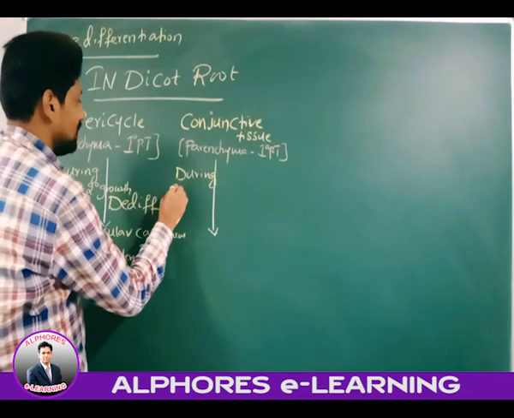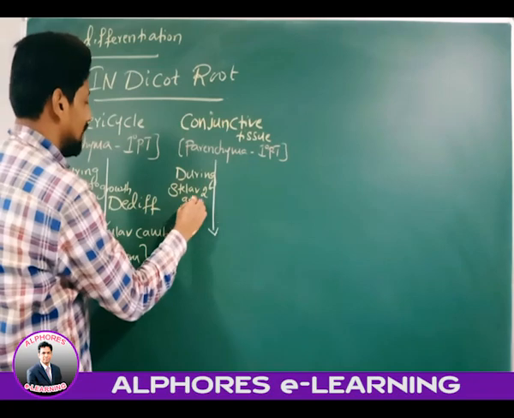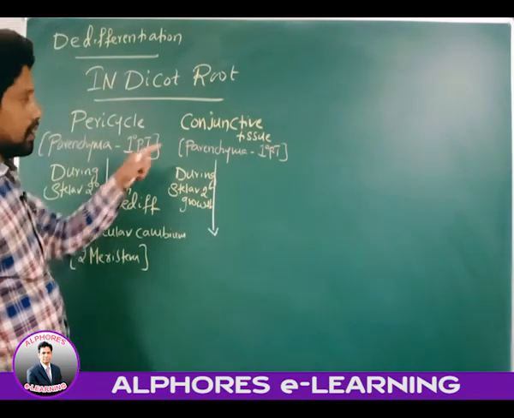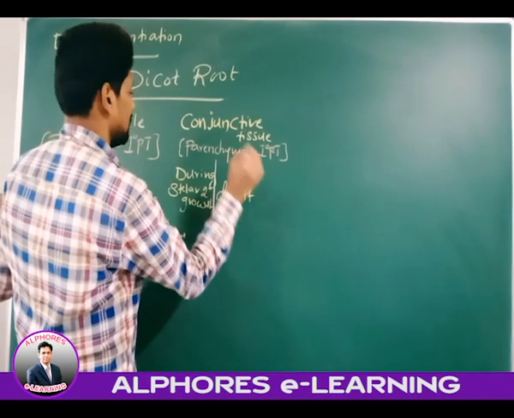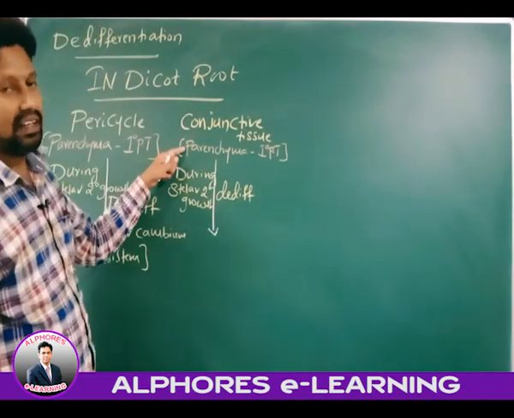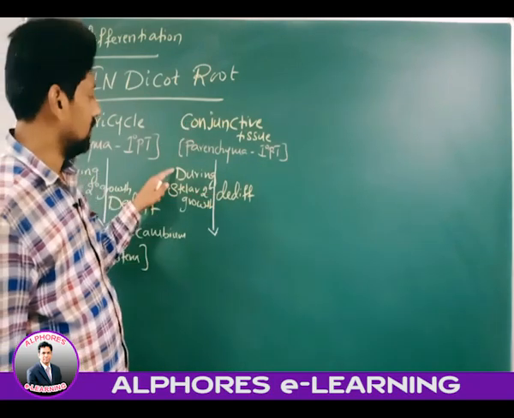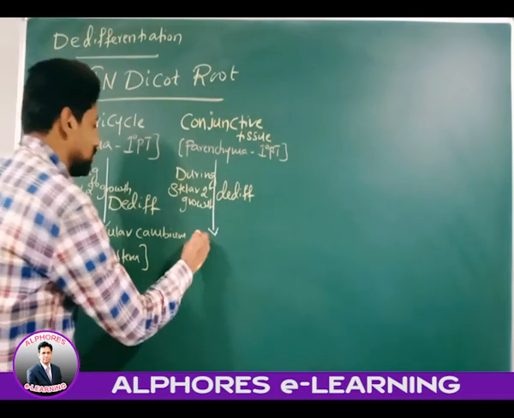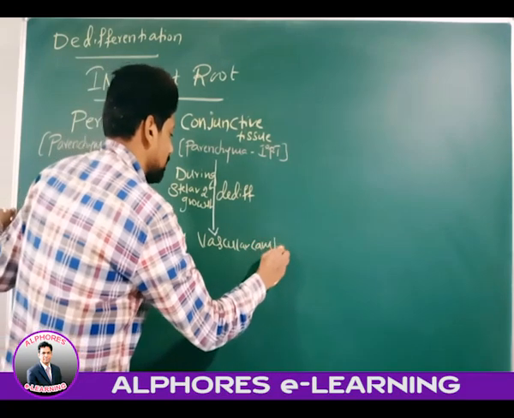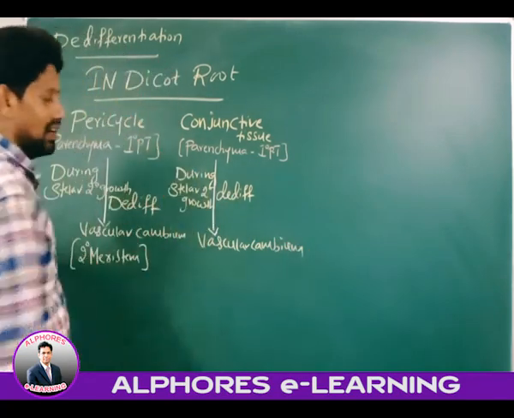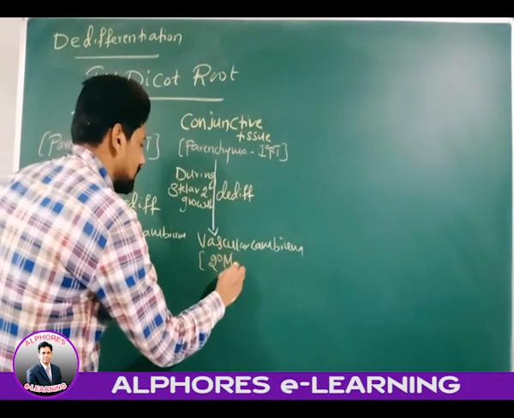During what, sir? Stellar secondary growth. During stellar secondary growth, the parenchyma of conjunctive tissue also undergoes dedifferentiation process. Which tissue? Parenchyma of conjunctive tissue undergoes dedifferentiation during stellar secondary growth and produces a secondary meristem by name vascular cambium. Vascular cambium is which meristem, sir?